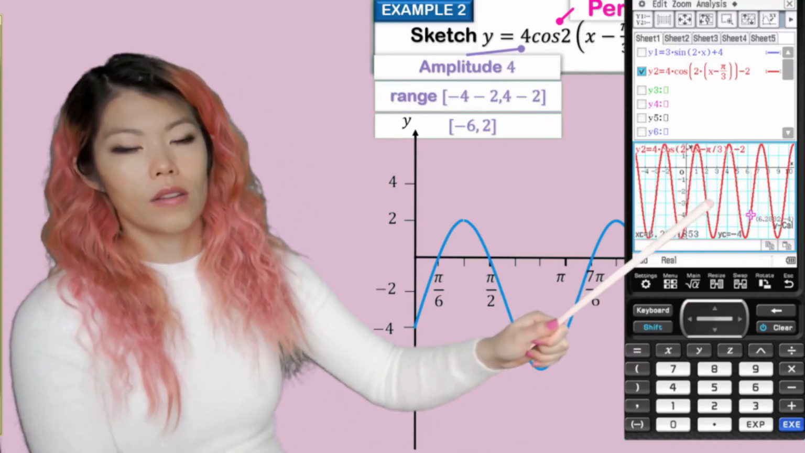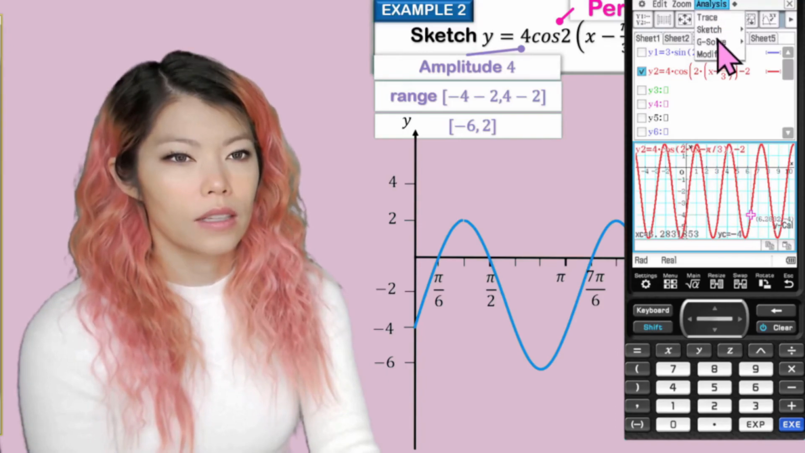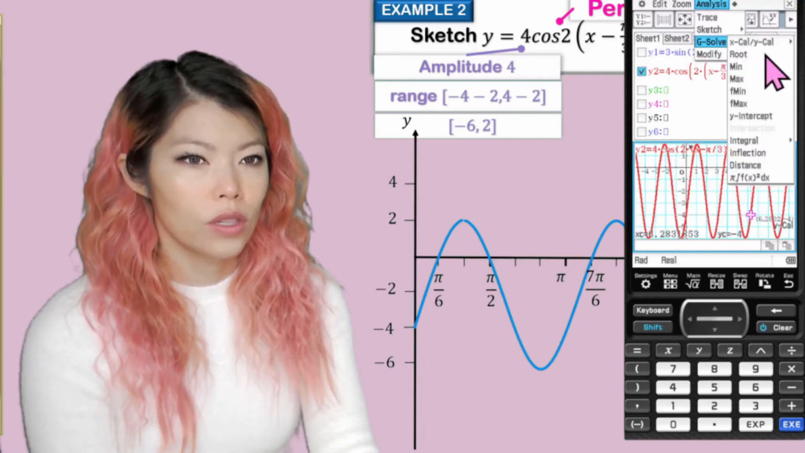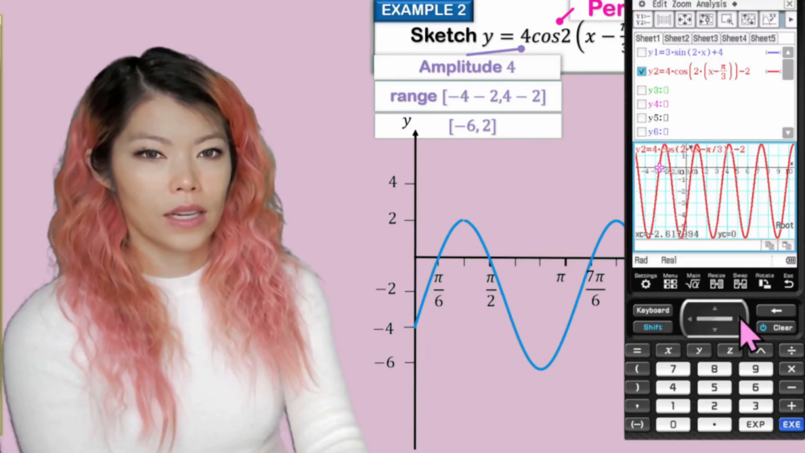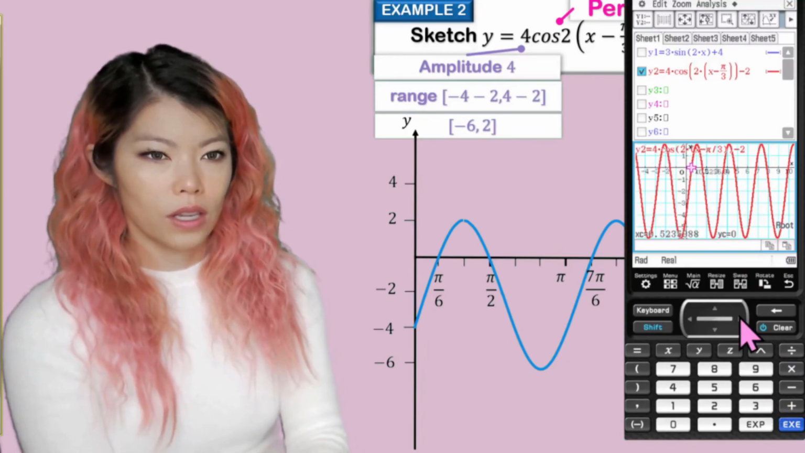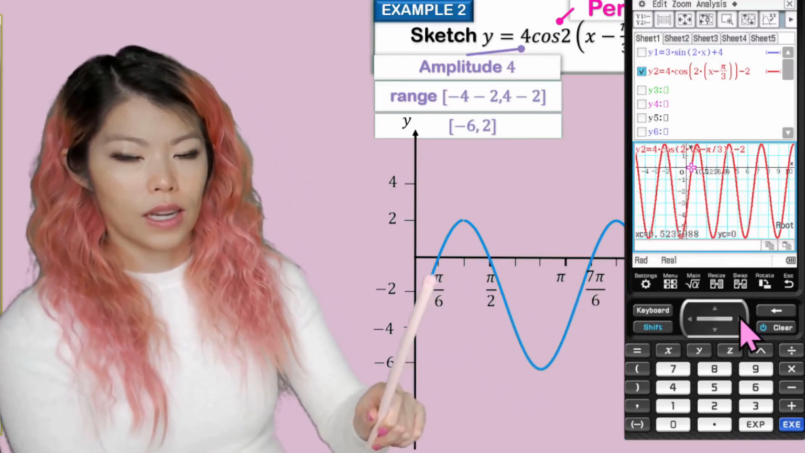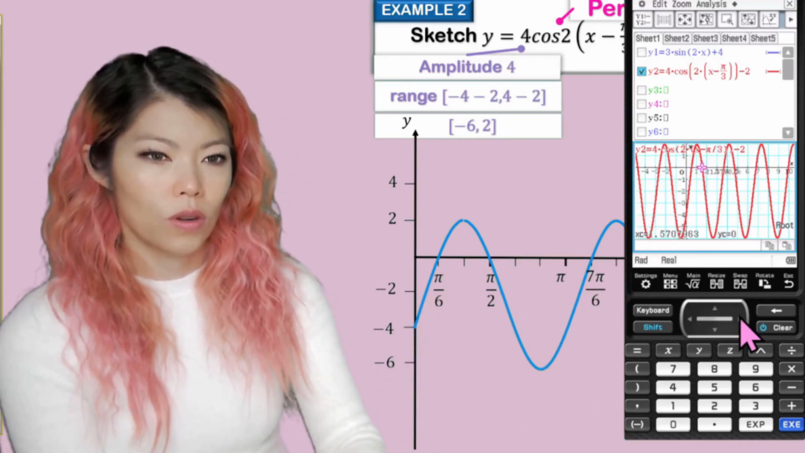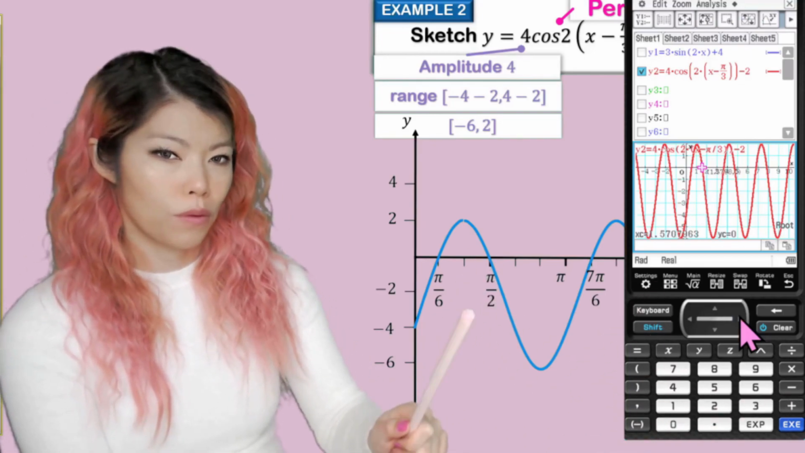So you can use your graph to find your x-intercepts as well, like we normally do. Analysis, gsolve, root. The word root means x-intercepts. And I can click left, right to get to the next value. So for example, this one here, I know you can't see it, but it reads 0.52. That's pi on 6. The next one reads 1.57. That's half a pi.